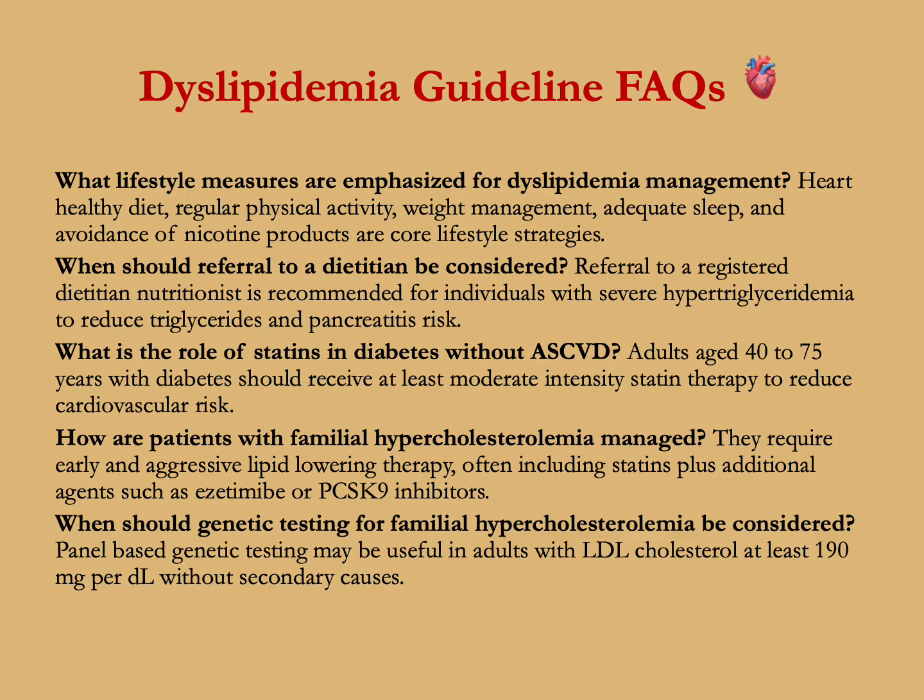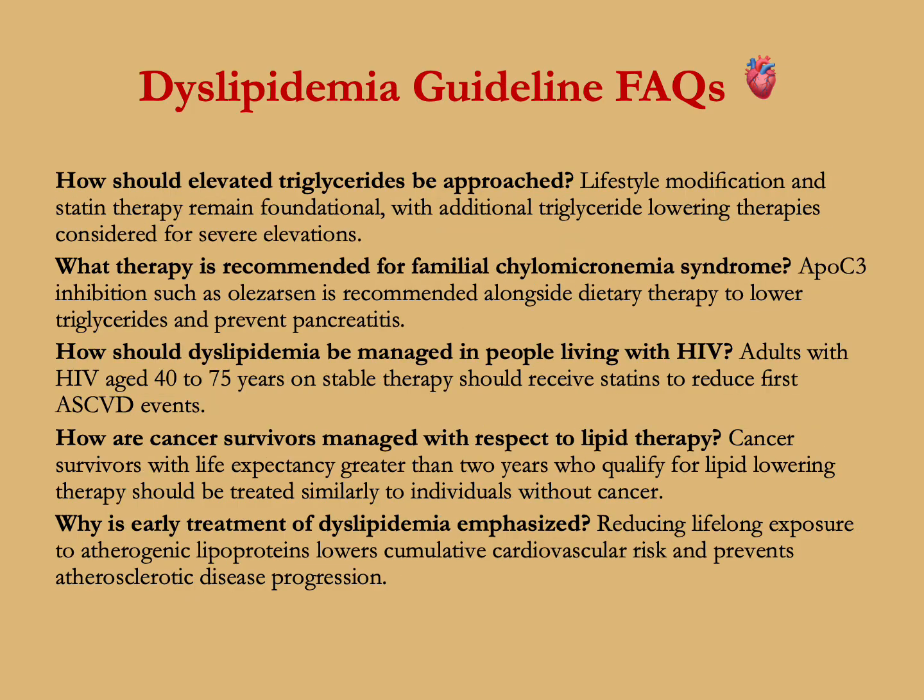How are patients with familial hypercholesteremia managed? They require early and aggressive lipid-lowering therapy, often including statins plus additional agents such as ApoB or PCSK9 inhibitors. When should genetic testing for familial hypercholesteremia be considered? Panel-based genetic testing may be useful in adults with LDL cholesterol of at least 190 mg per deciliter without secondary causes.